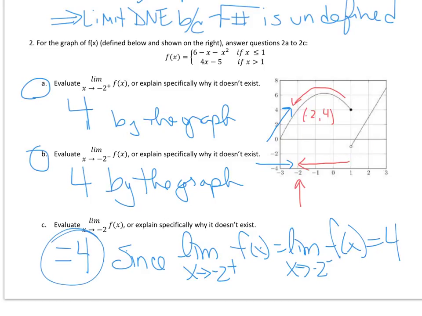Be very careful. You cannot just substitute values into here because that's giving you a function value, which not necessarily will be the limit. So you have to be careful there.